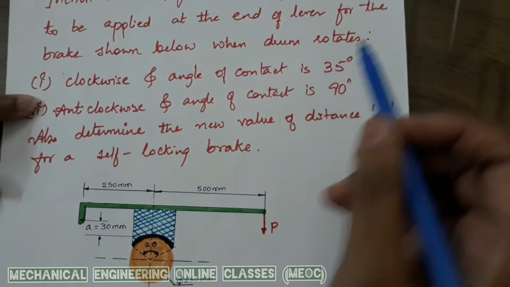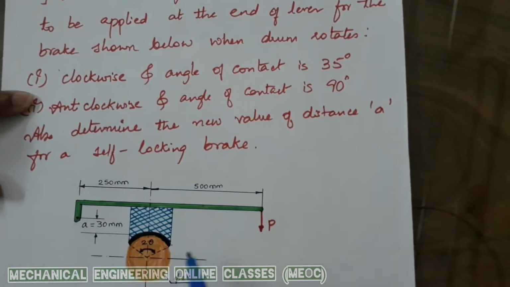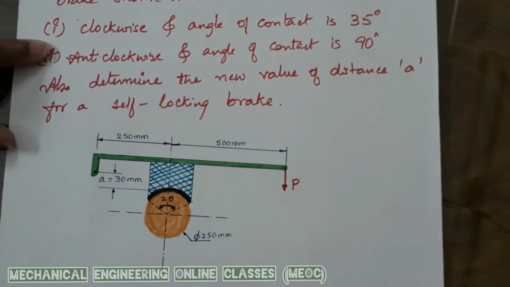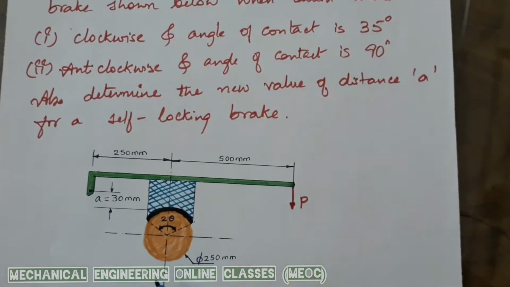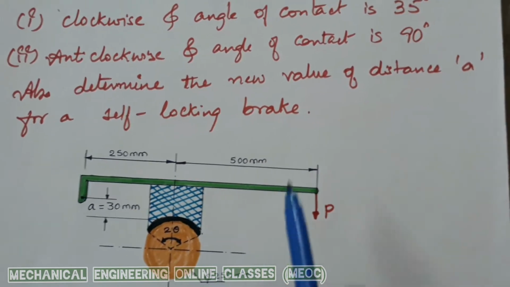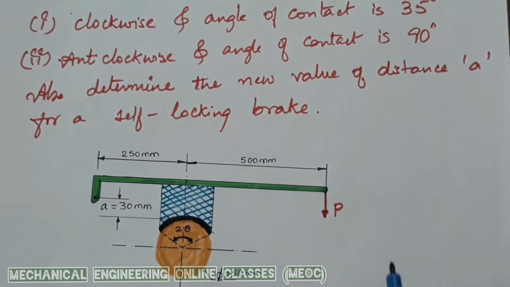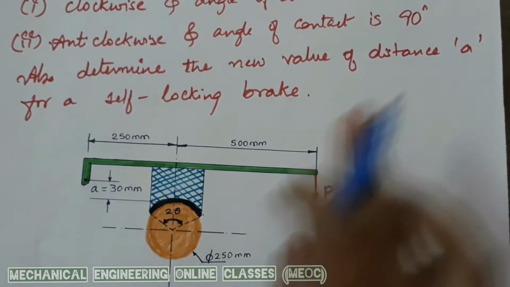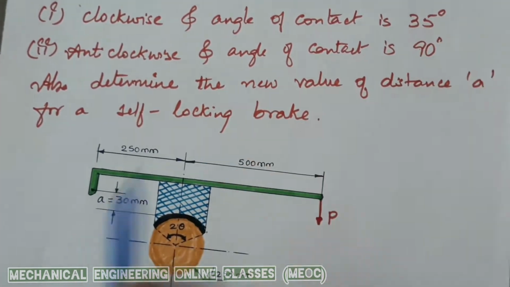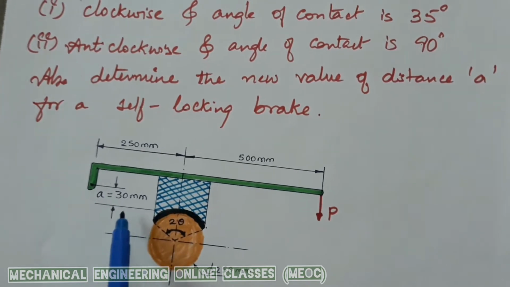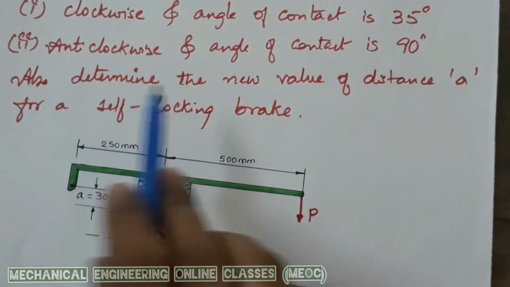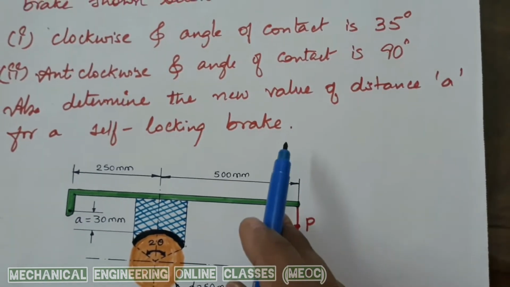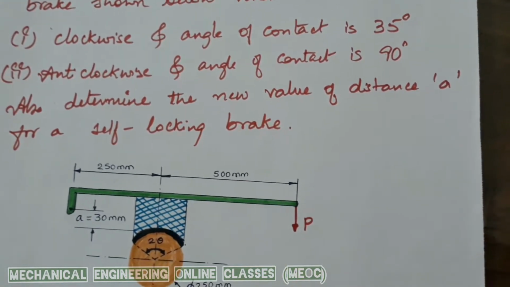The first case being the drum rotates in clockwise direction and the angle of contact is 35 degrees. The second case, when the drum is rotating anti-clockwise and the angle of contact is 90 degrees. We are also supposed to determine the new value of A. For these two cases, A must be taken as 30 mm, which is given. The last question is to determine the new value of A for a self-locking brake. So under self-locking condition, we have to find the new value of A.